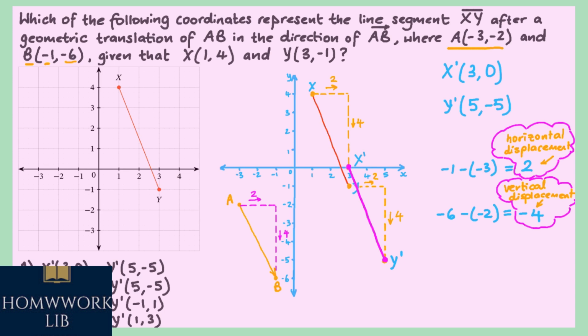Joining these coordinates would create the new line segment X prime Y prime, which is the same length and at the same orientation as the original line segment XY. And so the point X prime at the coordinates 3, 0 and point Y prime at coordinates 5, -5 is the answer to the question, and also the answer given in option A.